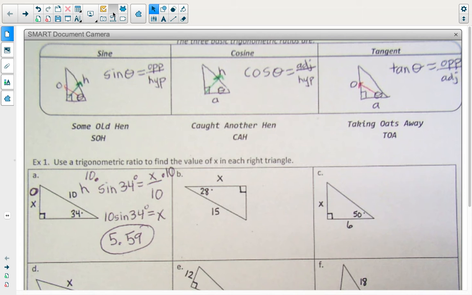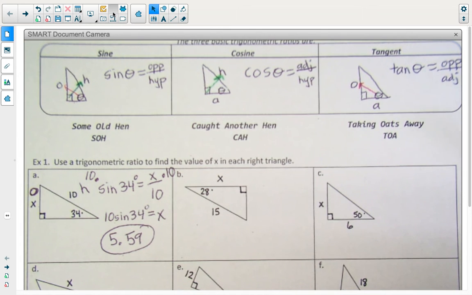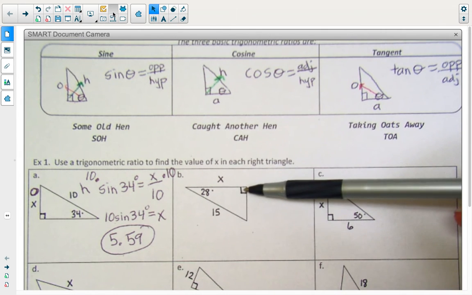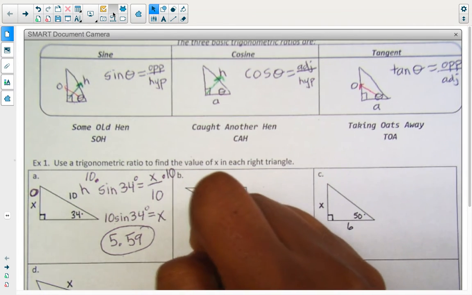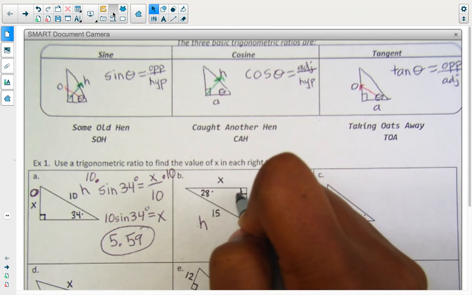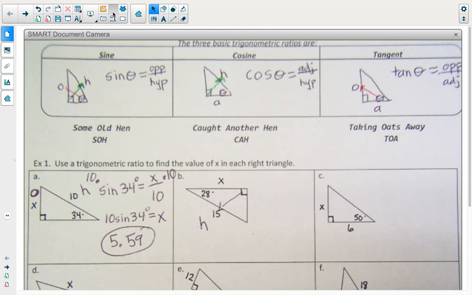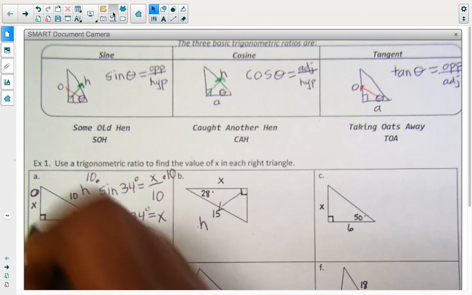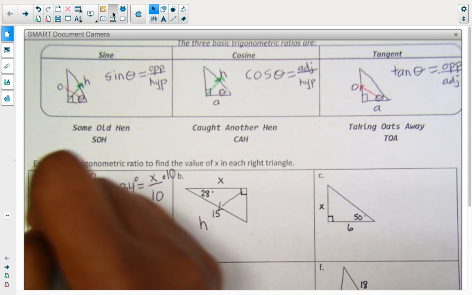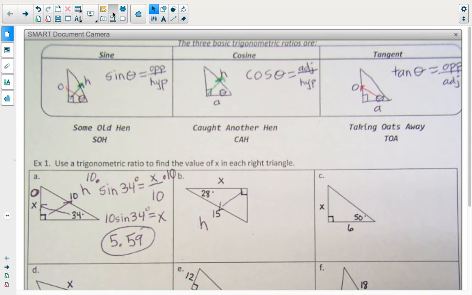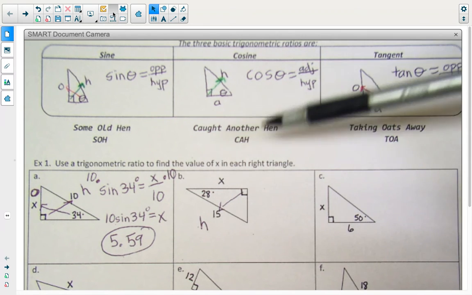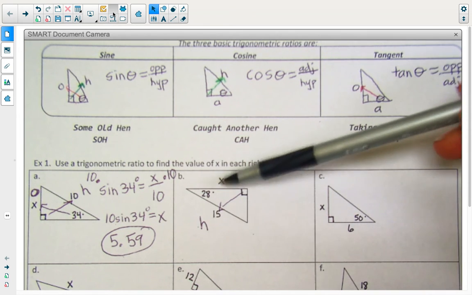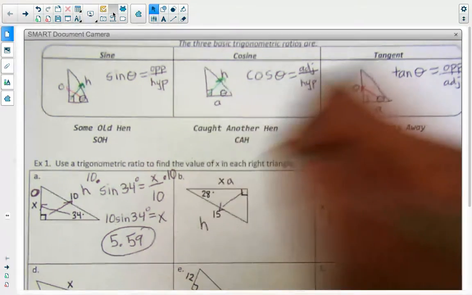Next, B: let's label the different sides of the triangle that we know. Directly across from the right angle is always your hypotenuse, so this is H. You can draw a line so you know you're going directly across. I could have done that with the last one as well, in case you're having trouble recognizing opposite, adjacent, and hypotenuse. This side is my adjacent because it's beside the angle.